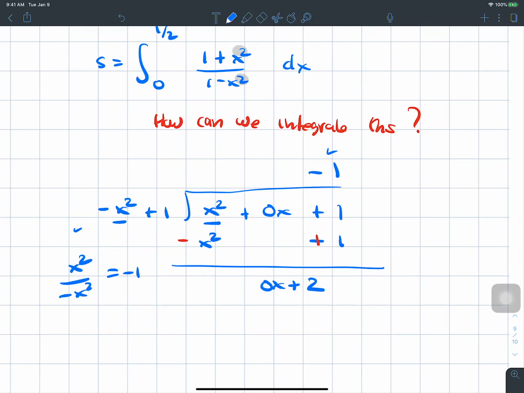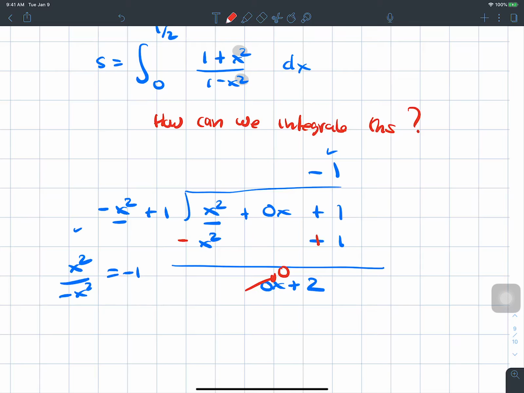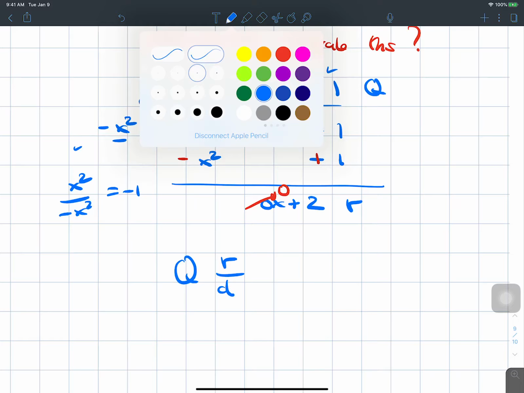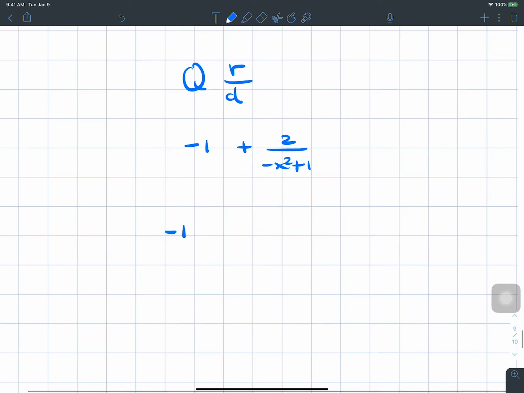Now, that 0x is really 0. We put it as a placeholder here, right? So when we did our division, here's my quotient, here's my remainder, and this is what we divided by. So this is equal to, if you guys remember from algebra, −1 plus 2 over the, well, we wrote it as −x² + 1, but we can write it the way it was originally given.